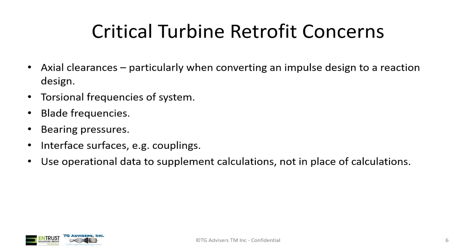Also, torsional frequencies of the system. We'll talk a little bit more about torsional vibration and frequencies. Blade frequencies, particularly the big blades on the LPN, the really large ones that have lower frequencies that can be multiples of running speed. Bearing pressures, another consideration. Are you going to a larger, heavier rotor? You may need to consider reevaluating the bearing sizes and bearing design.